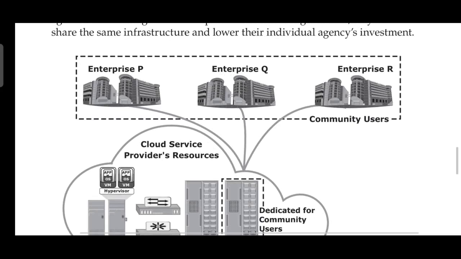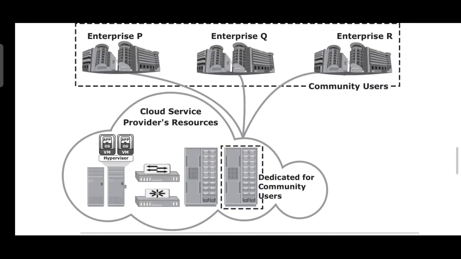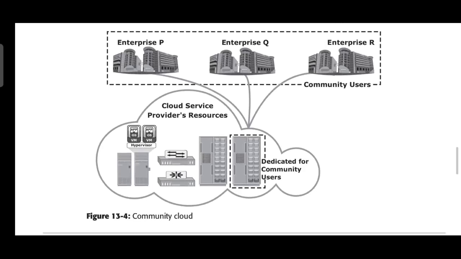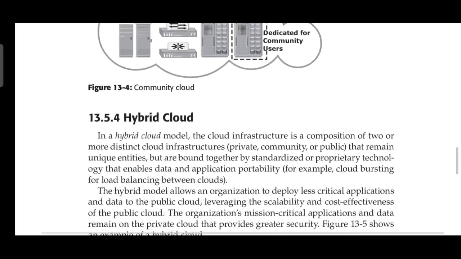Getting it? So a community cloud is one which lets enterprise P, enterprise Q as well as enterprise R have access to any of the resources of the cloud. If a non-member enterprise, say enterprise A, is not listed under the same category, it cannot have access to the particular cloud. This is what is called community cloud.